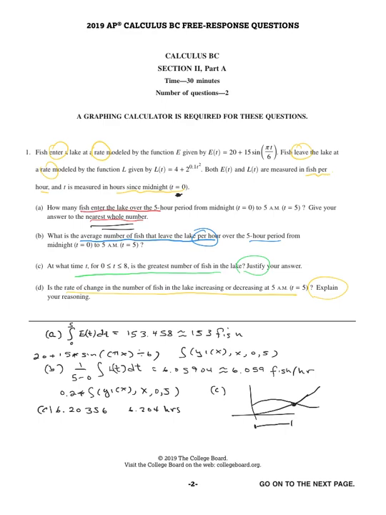And then you would have to justify. You'd have to say, well, since E of t is greater than L of t from 0 to 6.204, and then L of t is greater than E of t from 6.204 to 8.